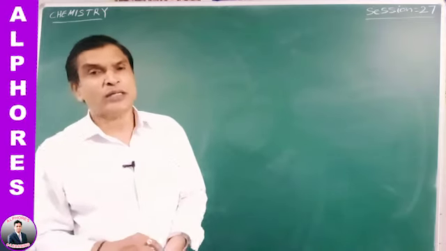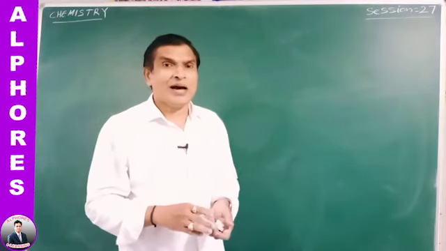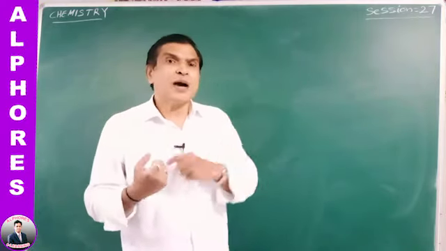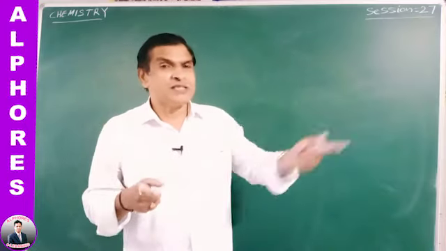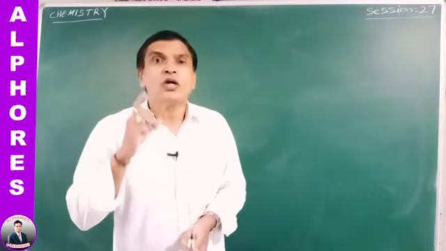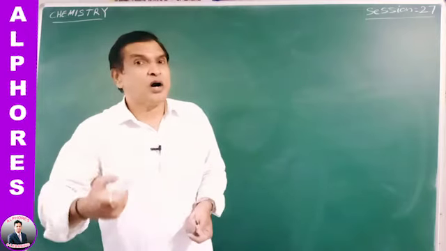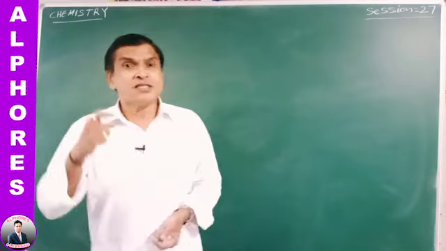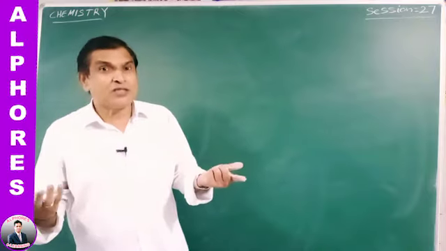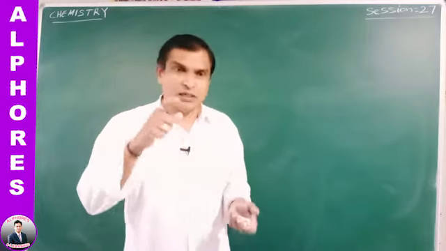Magnetic quantum number values depend upon azimuthal quantum number values. That means m values depend on l values. These values range from minus l to plus l including 0. The total number of orientation values is equal to 2l plus 1. Each orientation value represents an orbital. So the magnetic quantum number explains the existence of orbitals in the subshell.